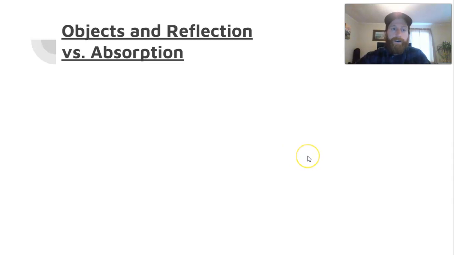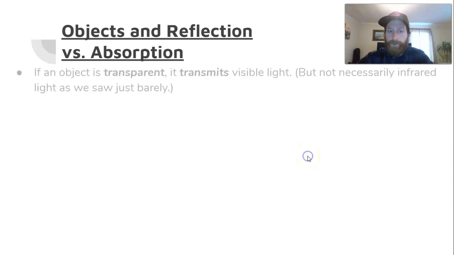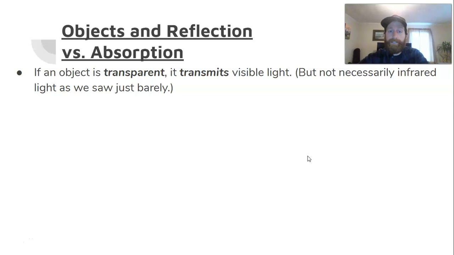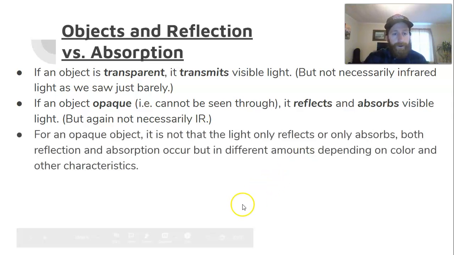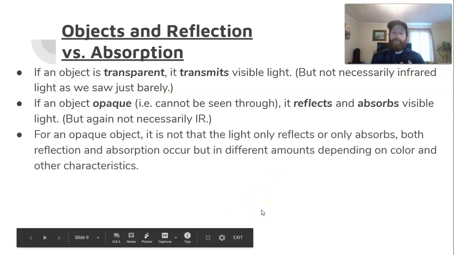I just want to make a quick note about objects and reflection versus absorption. If an object is transparent, it transmits visible light. That prefix "trans" is not by coincidence there, but not necessarily infrared light, as we saw just barely. If an object is opaque, which means it cannot be seen through, then it reflects and absorbs visible light, but again, not necessarily infrared.